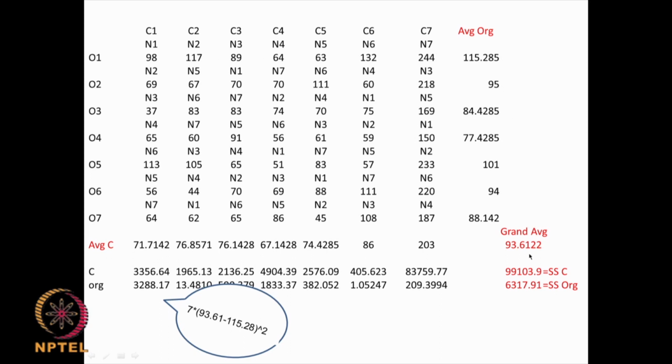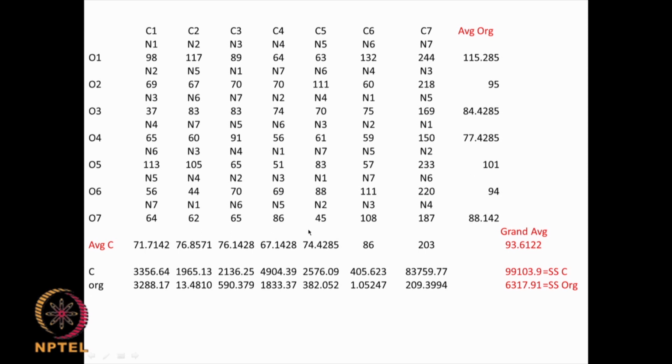115.28 minus grand average 93.61 squared, 7 into 95 minus 93.2 squared, 7 into 84.4 minus 93.6 squared, 7 into 77.4 minus 93.6 squared, 7 into 101 minus 93.6 squared. Okay. Finally 7 into 88.1 minus 93.6 squared. So if you add up all these, we will get the organism sum of squares. So you know how to do the carbon sum of squares and now the organism sum of squares.